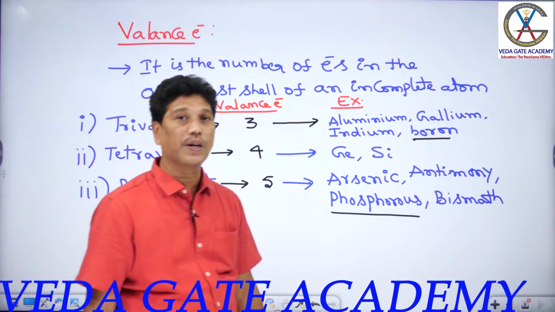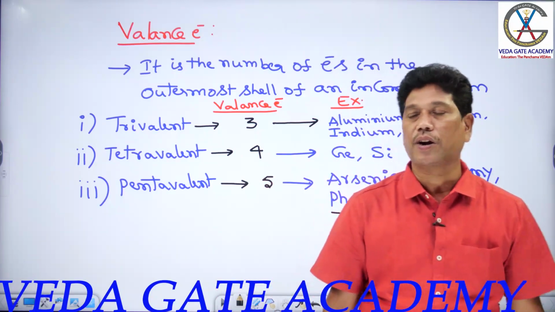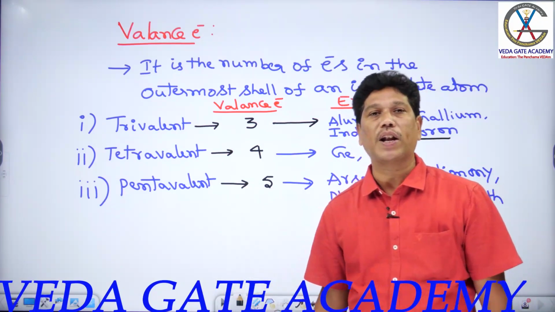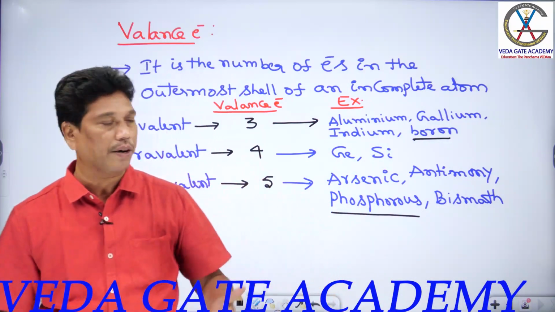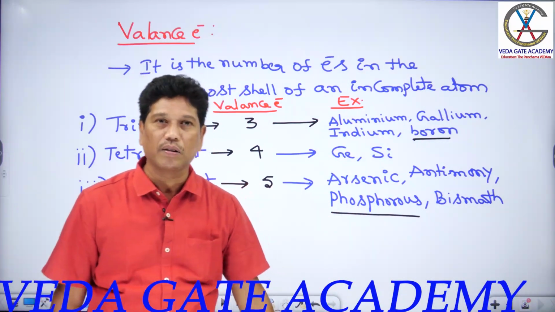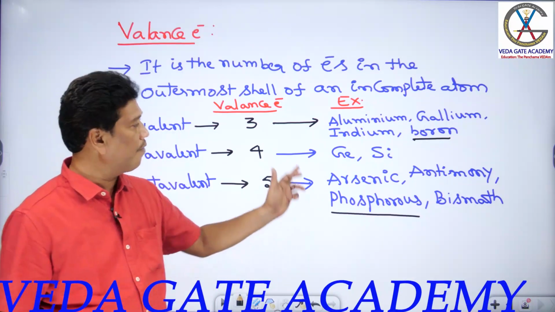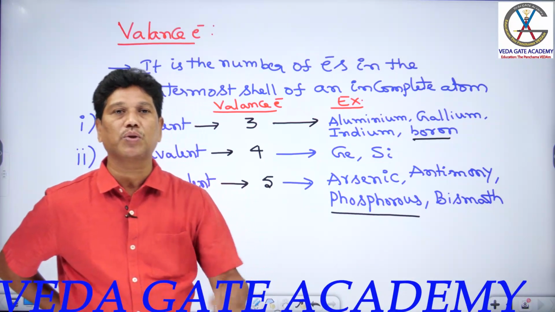Next, come back. One more is there. Who is that? Tetravalent. What is that tetravalent? It contains 4 valence electrons in the outermost shell. The best examples, which you discussed based on current conductivity, are germanium and silicon. If I compare germanium to silicon, just a small thing you remember.